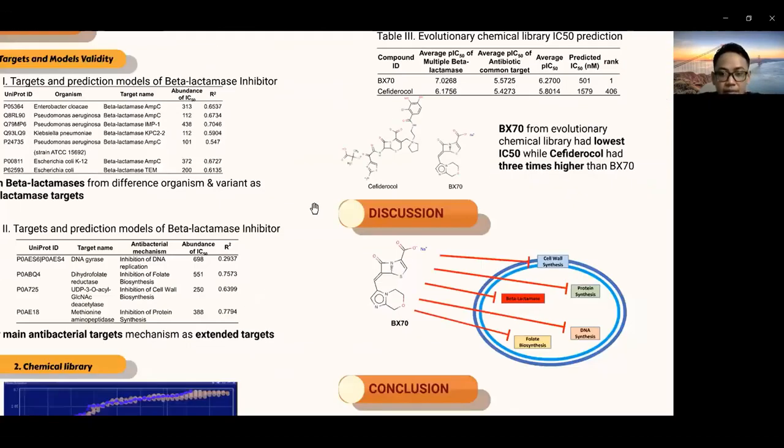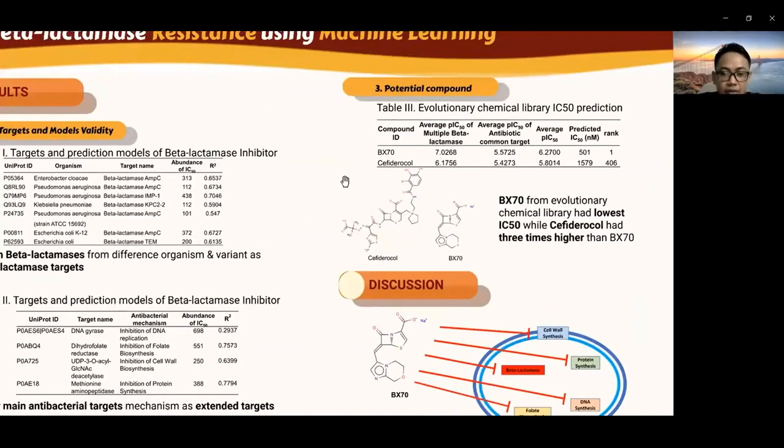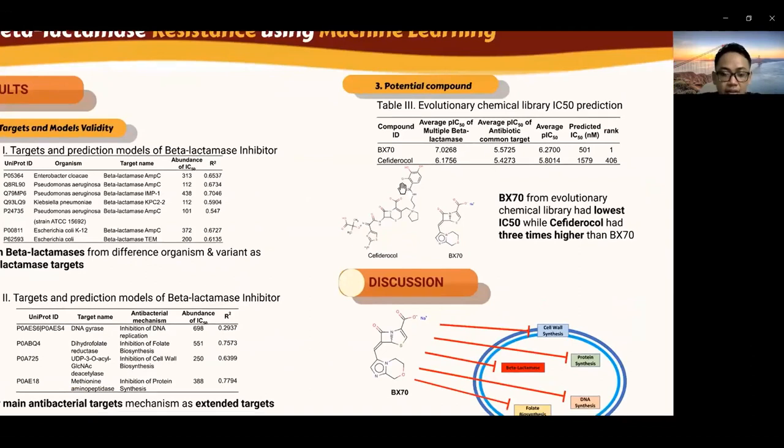Then result number three. Among these compounds from the evolutionary library, we screened them toward the 11 models we created before. And we found that BX7D, the compound with the lowest IC50, has an IC50 of around 500 nanomolar, and it's 3 times lower compared to cefiderocol.